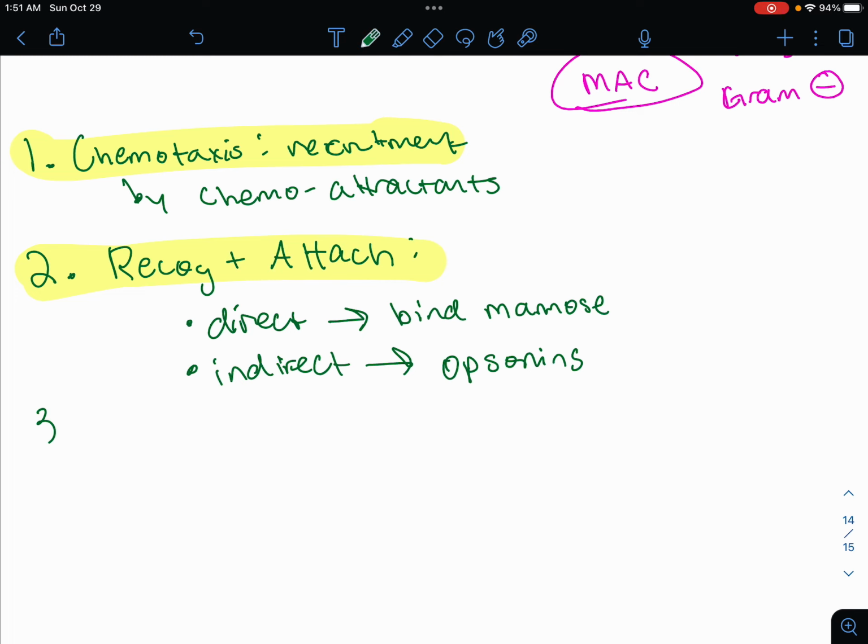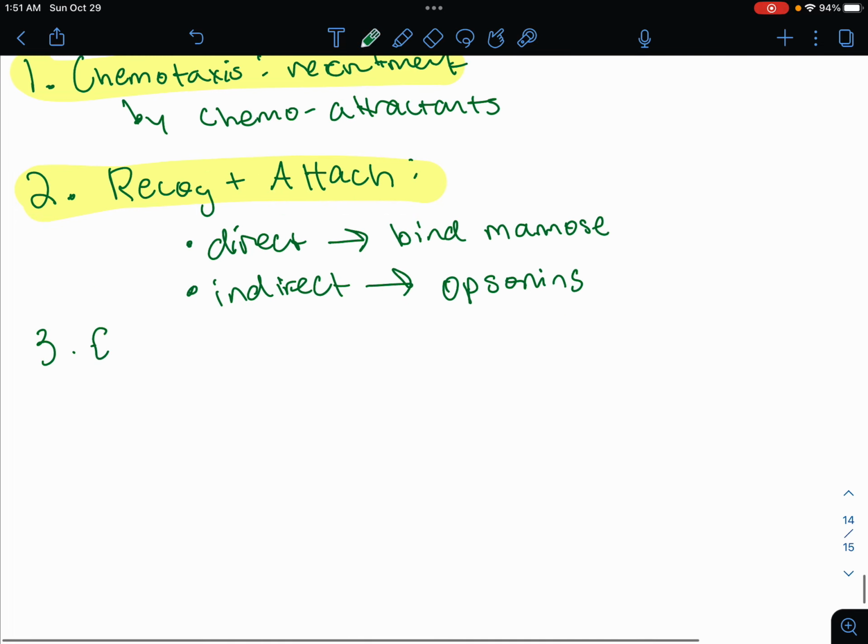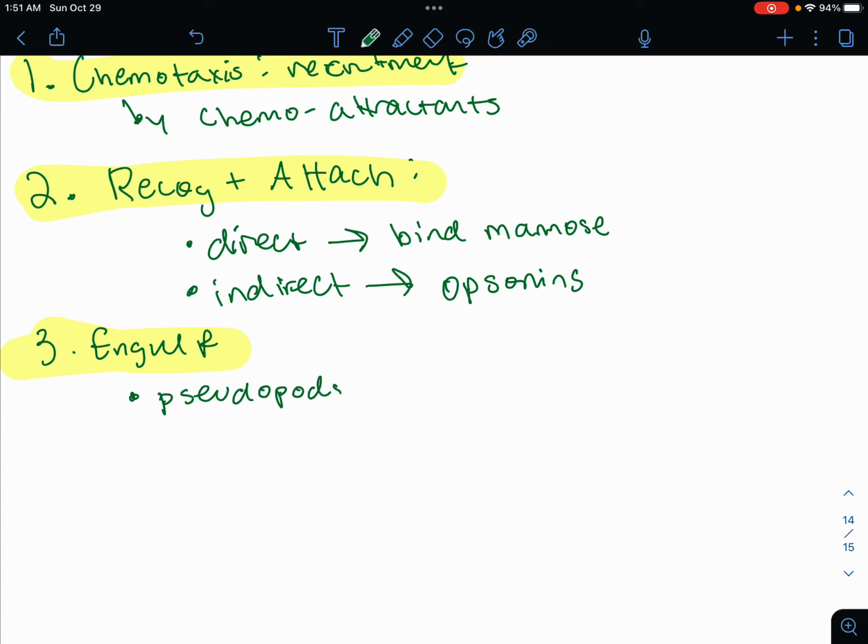Right, number 3, we're going to have engulfment. This is basically what it sounds like. The pseudopods are going to be working here. And then when they surround, you're going to form the phagosome.